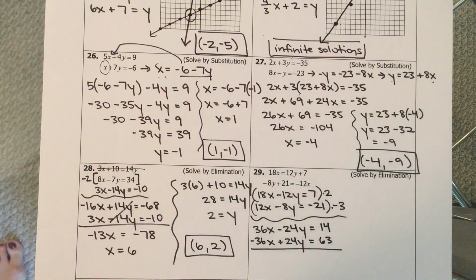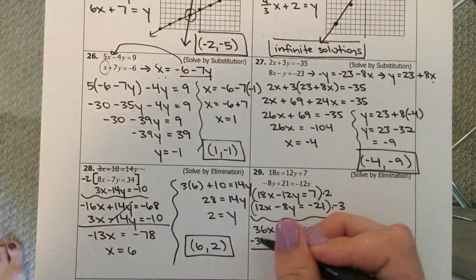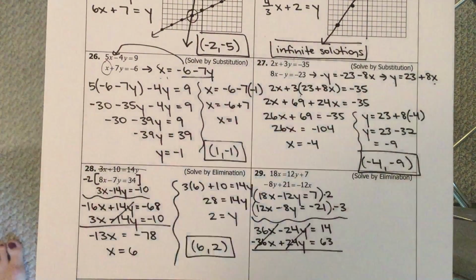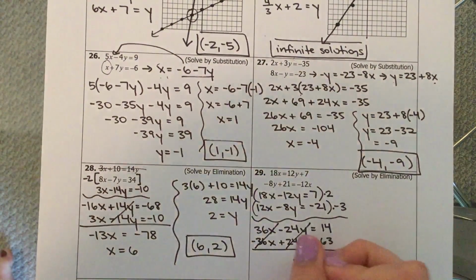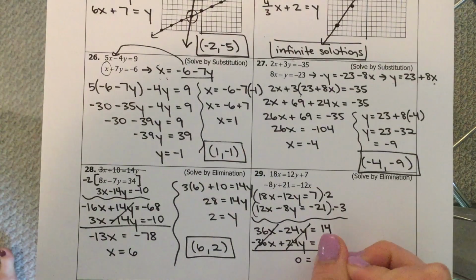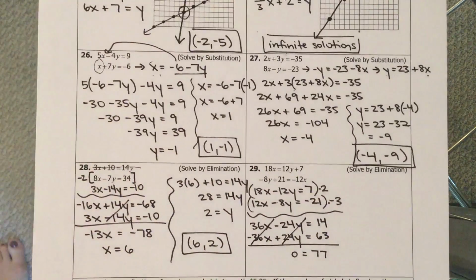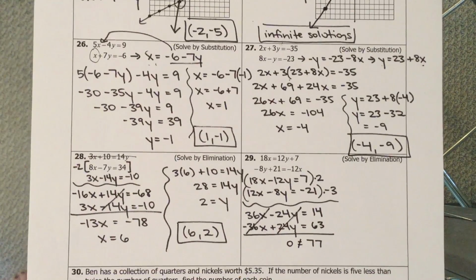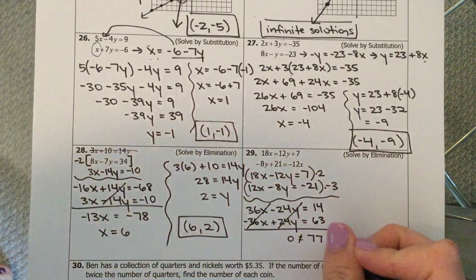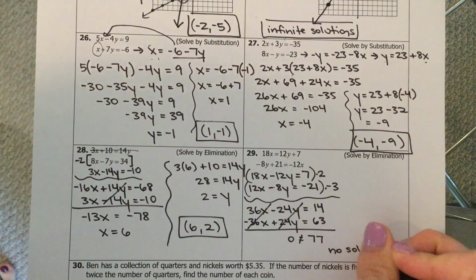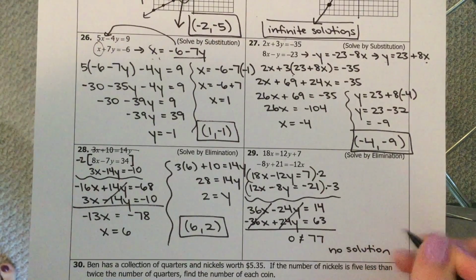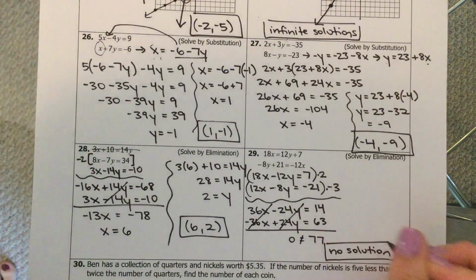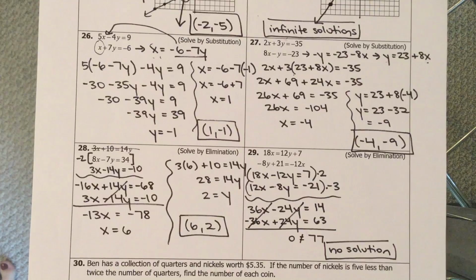Okay, step 3, add those equations to eliminate the variable. So these cancel out, but then these actually also cancel out. So I end up with a 0 on the left, and then the right-hand side is 77, which of course is not true. So anytime you're solving equations and you end up with a number equals a number and it's a false statement, you would say that there is no solution to that equation. What this means visually is that they would be parallel lines that would never intersect each other.